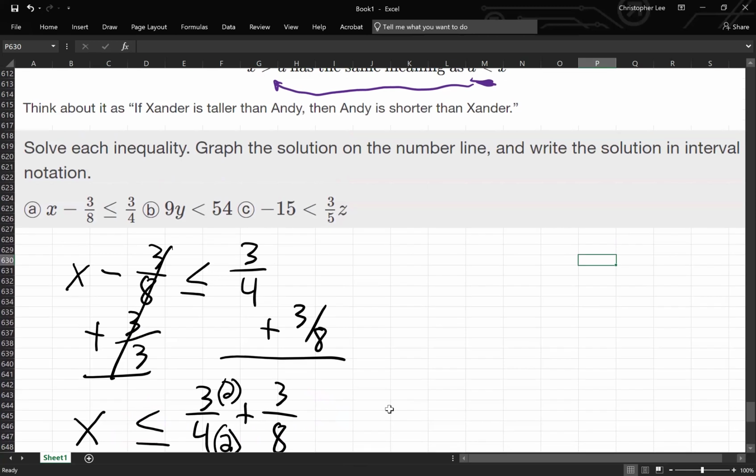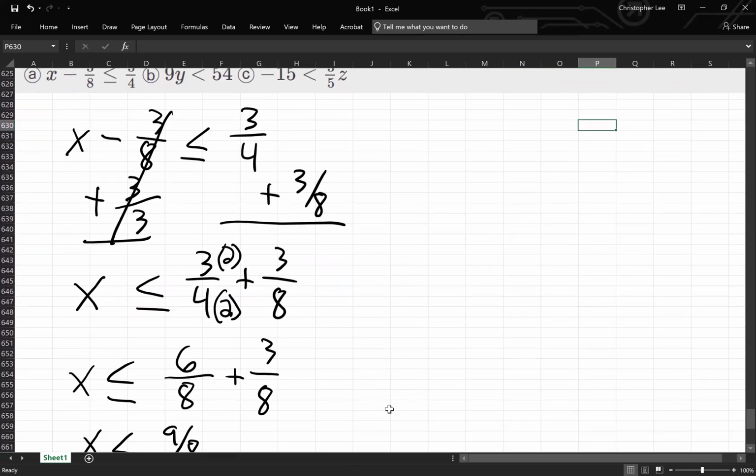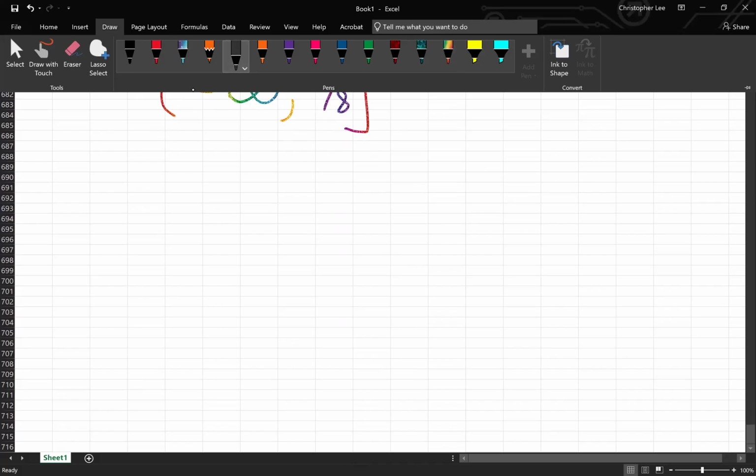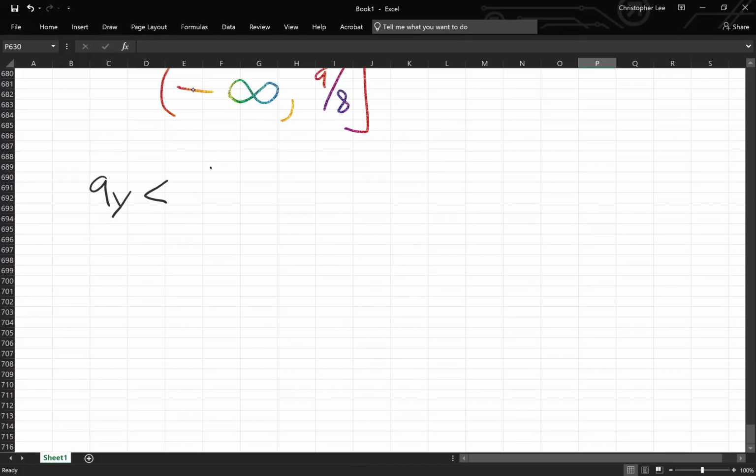Let's look at the next one. So I have 9y less than 54. Yeah, one of them is addition, one of them is subtraction. The two parts you're seeing is like what happens if it's greater than, what happens if it's less than. That's what that is.